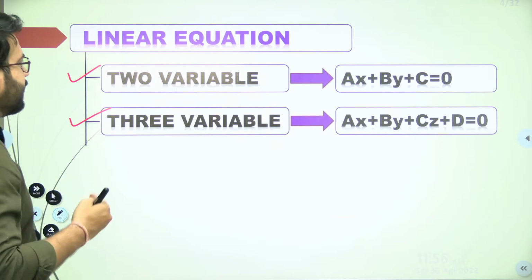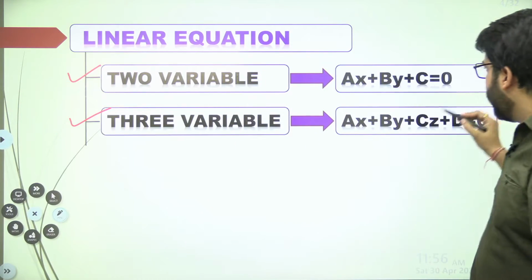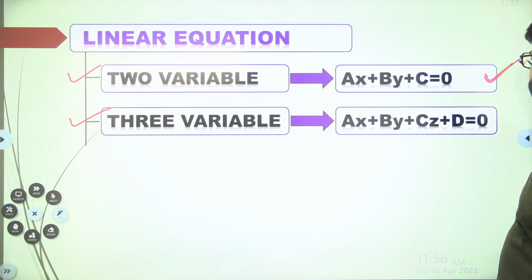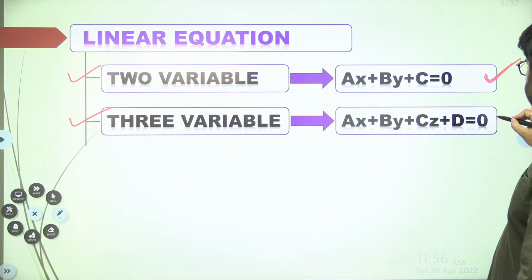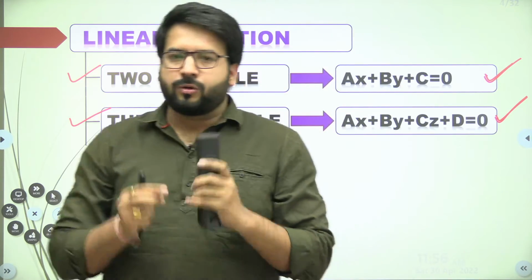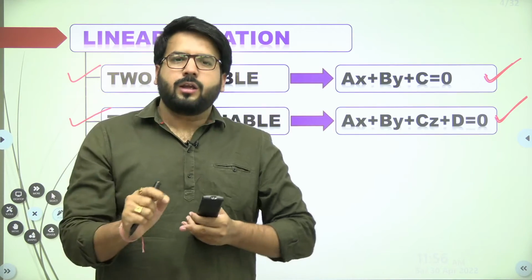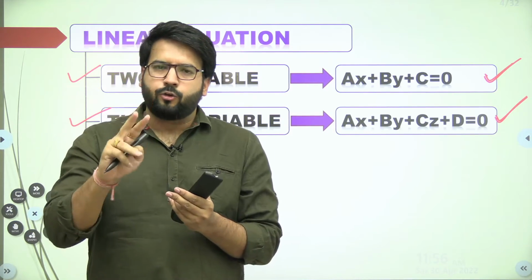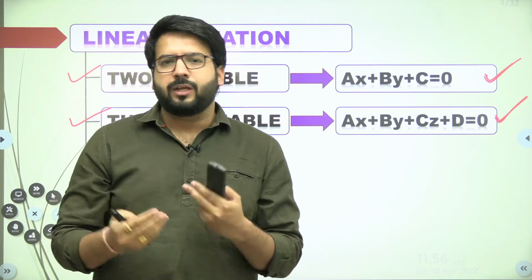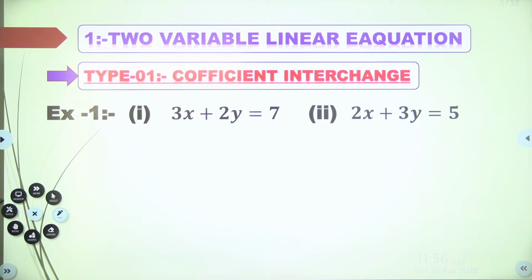So what will be the solution? I told you before, what is the standard form of linear equation? This is the standard form of linear equation in 2 variable, and this is the standard form of linear equation in 3 variable. In this chapter we have to discuss only linear equation in 2 variables. So how to solve the equations? This is the first type in 2 variable linear equation.